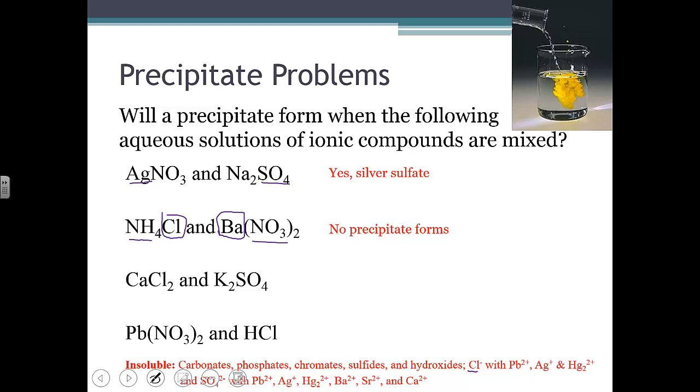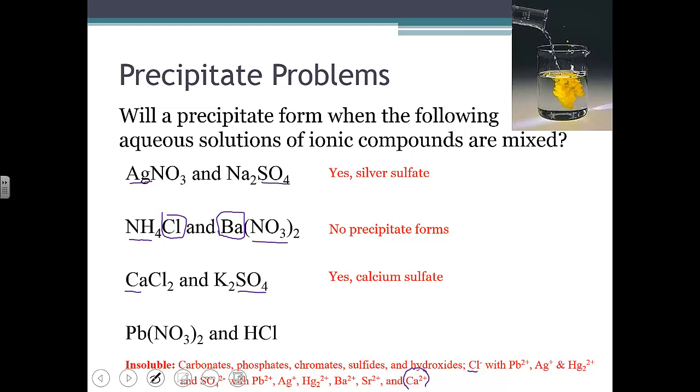Our next example, calcium chloride and potassium sulfate. We'd end up with calcium and sulfate together. So I look down here at my sulfates, which are on the bottom. Sulfates are insoluble if it's with Pb2+, Ag+, Hg2 2+, Ba2+, and down here at the end, Ca2+. Ca2+ with sulfate is going to be insoluble. So right there, we know that that will form a precipitate. And KCl would not form a precipitate because notice chlorine is only insoluble with lead(II), silver, and mercury(I). So we do get a precipitate of calcium sulfate.